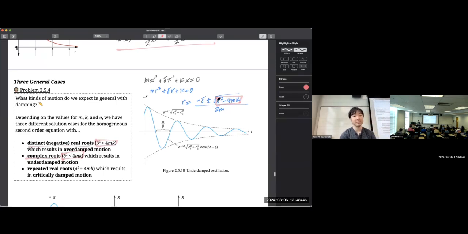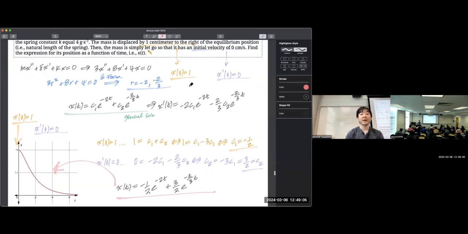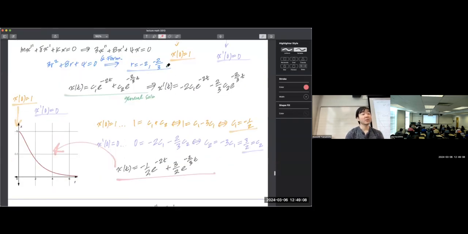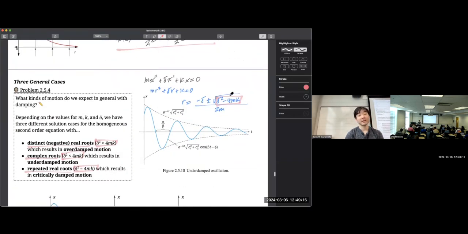They'll always be negative, it turns out, because the biggest you're going to be subtracting or adding is delta, assuming that m and k are positive. And if they're equal to each other, then you're going to do a plus or minus of 0, and that's a repeated root. So you have all of these cases right here. What we just saw previously was distinct real roots, right? So you had -2 and -2/3, which means the discriminant was positive in that case.